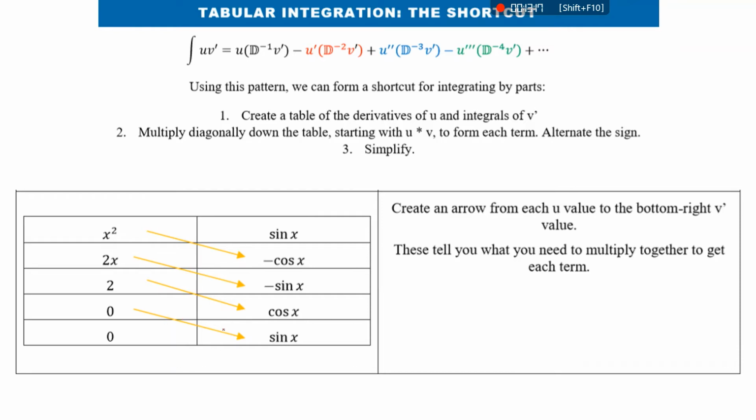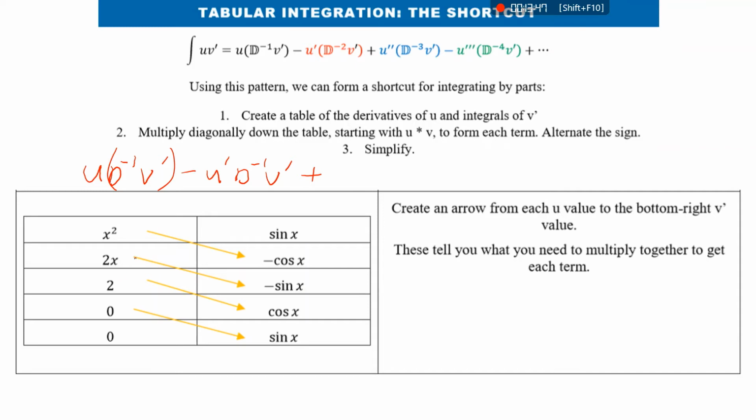So that's u times my first integral of v prime for my first term. And that first term is always positive. Okay, then I want to alternate signs. So my next term would be my next derivative, u prime, times my next integral. So that's 2x times negative sine x times negative 1 because my sign is negative.